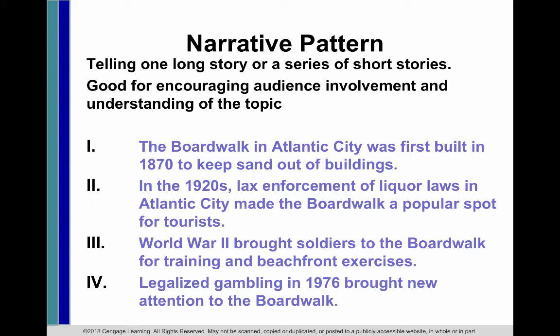In the narrative pattern, which is almost always used for informative speeches, you structure your main point in story form. It can either be one long story where each main point is another part of the narrative, or something like this, where you tell several stories about the topic, in this case, the boardwalk in Atlantic City. This one is not only narrative but also chronological, as the stories take place in consecutive time periods: 1870, 1920, World War II, and 1976.